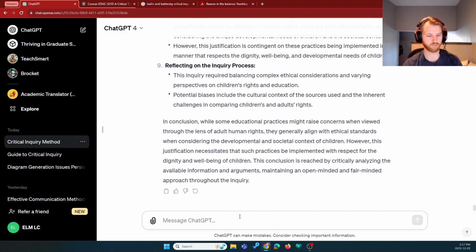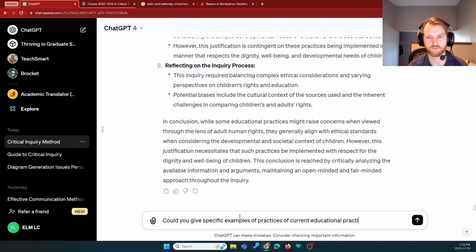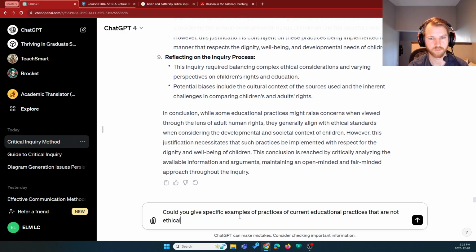I think that's just going to be like, could you give specific examples of practices that would infringe? Maybe I'll say of current educational practices that are not ethically justifiable.